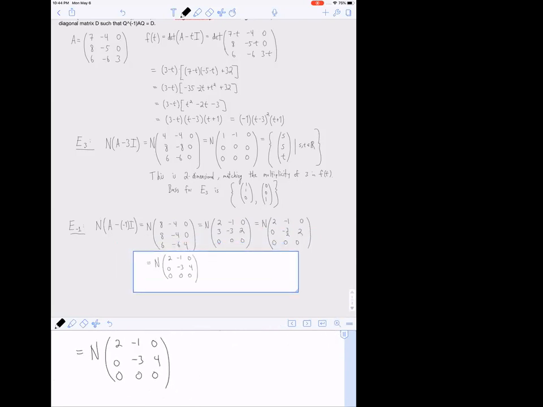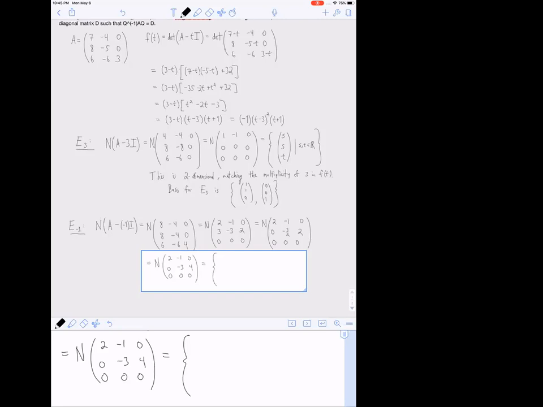And again, that's not actually in reduced echelon form or even row echelon form, but it'll be enough to be able to write down a nice basis for the eigenspace. So let's just see what these look like. We can see pretty quickly that there is only going to be one free variable. I'll let the z component be that free variable.